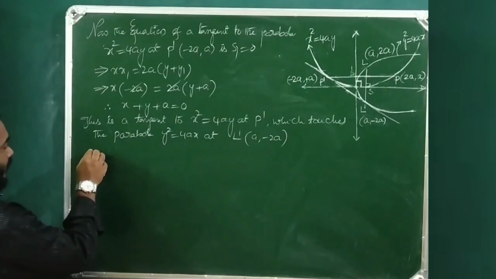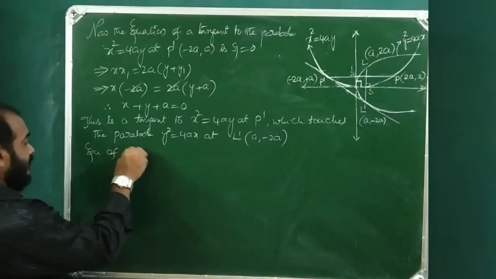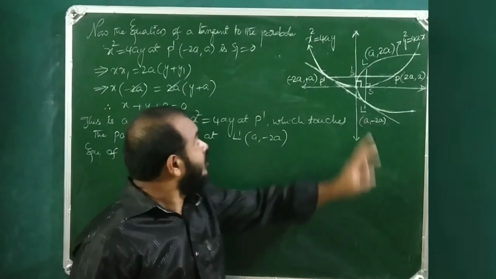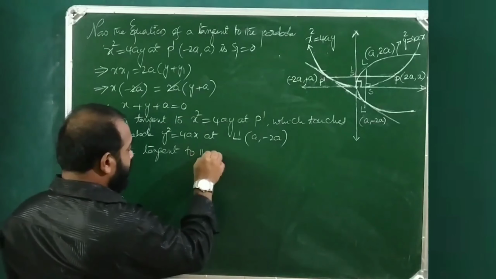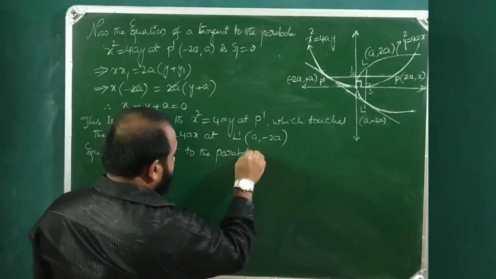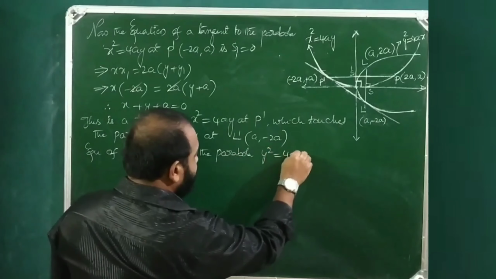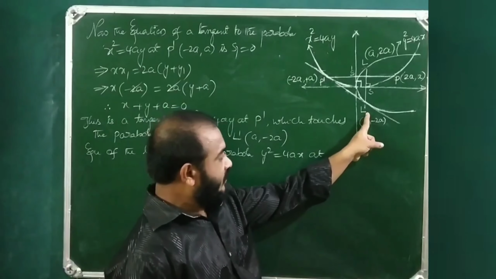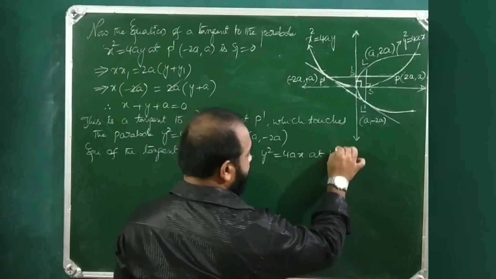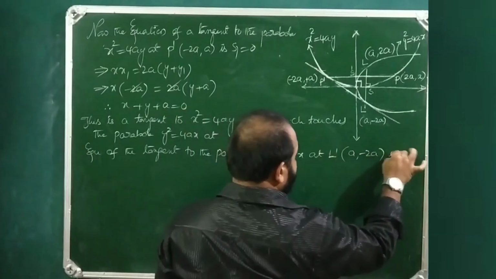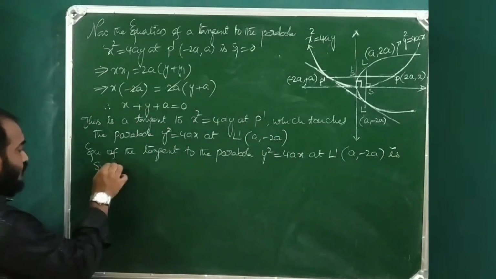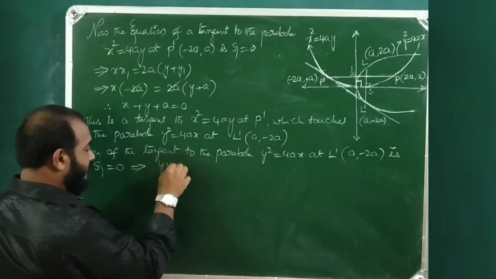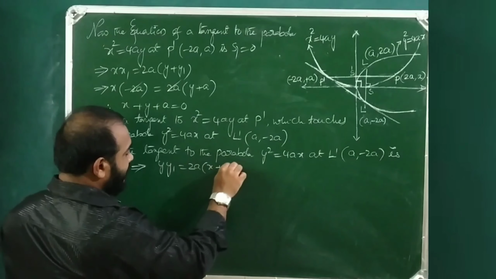Now, the equation of the tangent to the parabola y square equals to 4ax at one end of the latus rectum L dash, a comma minus 2a, is S1 equals to 0. So the equation of S1 equals to 0 for this is y y1 equals to 2a into x plus x1.